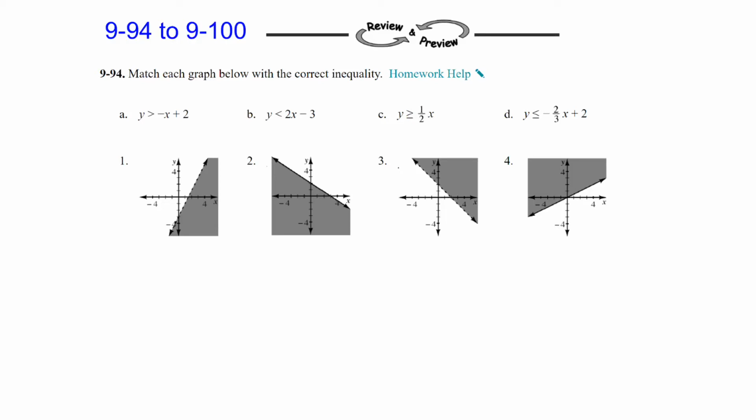Hello, welcome to Chapter 9, Homework Questions 94 to 100. Question 94, match each graph below with the correct inequality.